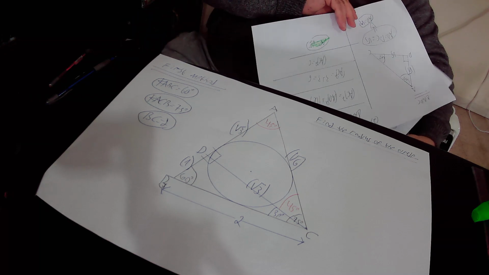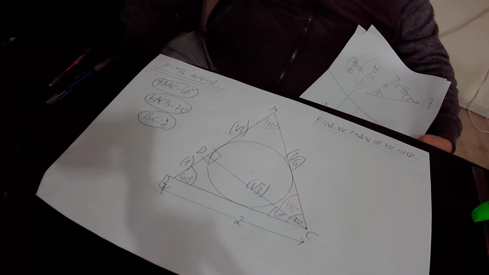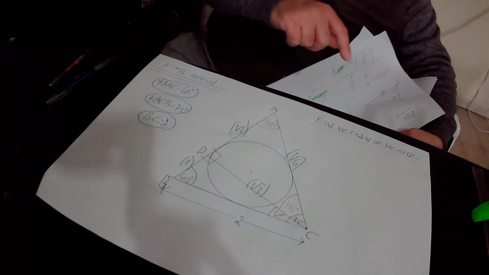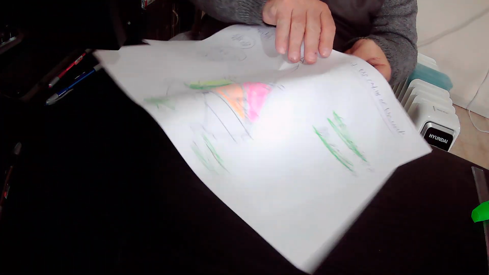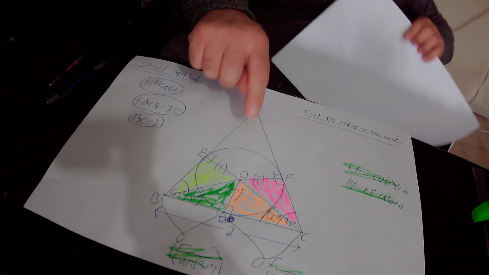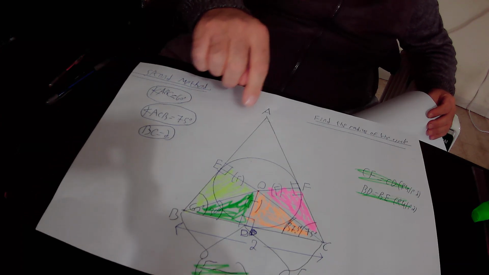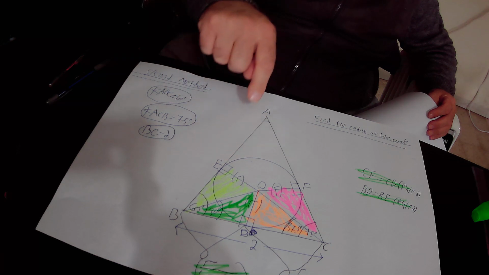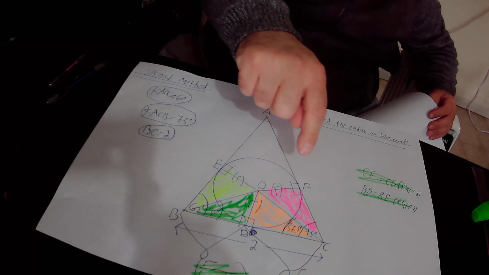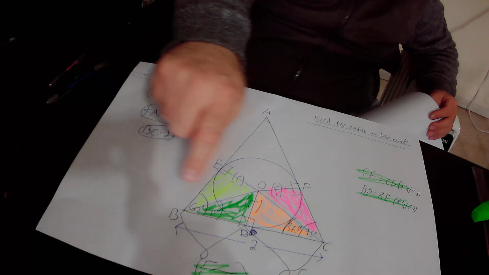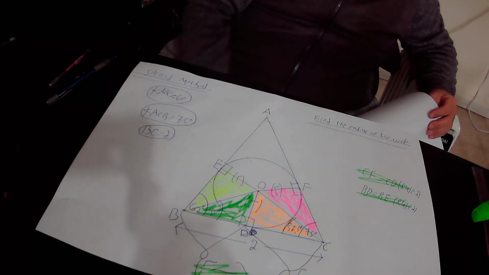In the next step, I will present to you how to find the radius of this circle according to the second method. We define the center of this circle as point O. We define the point of tangency of tangent AB with this circle as E. We define the point of tangency of tangent AC with this circle as F. And we define the point of tangency of tangent BC with this circle as D.